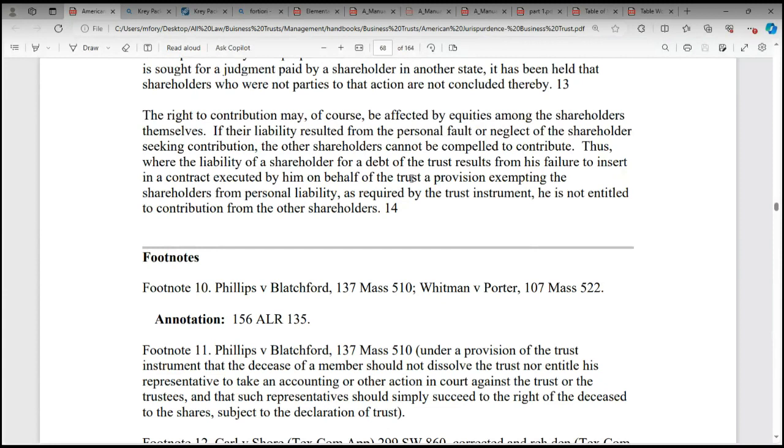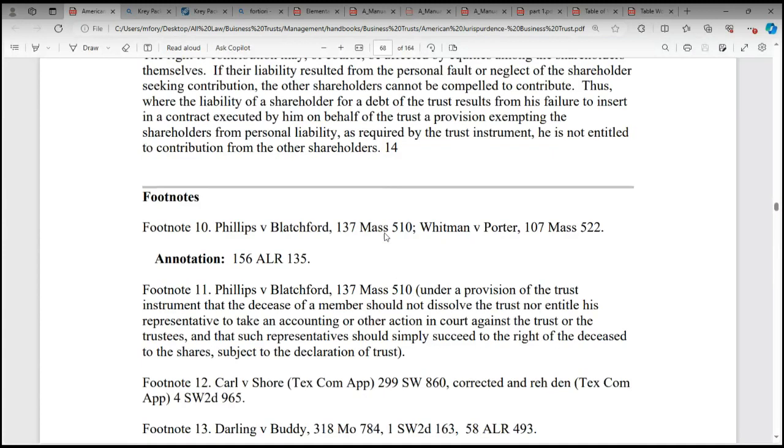The other shareholders cannot be compelled to contribute. Thus, where the liability of a shareholder for a debt of a trust results from his failure to insert in a contract executed by him on behalf of the trust a provision exempting the shareholders from personal liability, as required by the trust instrument, he is not entitled to contribution from the other shareholders.